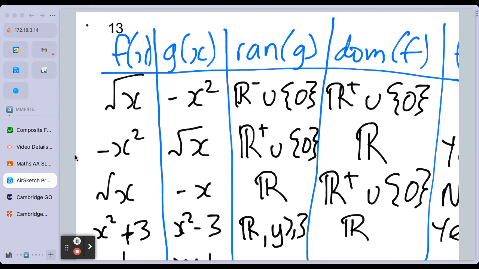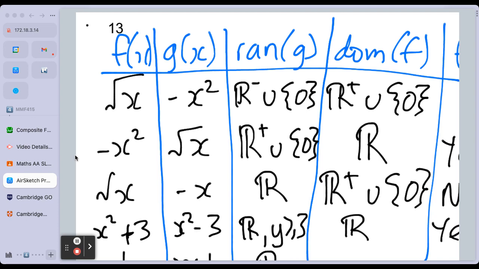Okay. Last one. 1 on x and x plus 1. The range of x plus 1 is all real numbers. X can be negative and I'll get something out of it. X can be positive, I'll get something out of it. X can be 0, I'll get something out of it. So it's all real numbers.